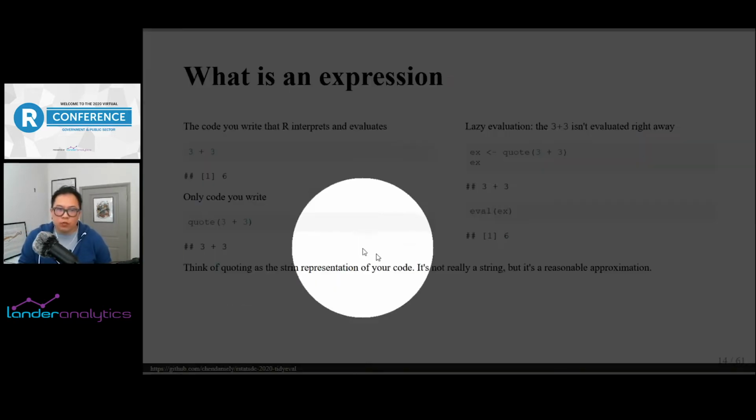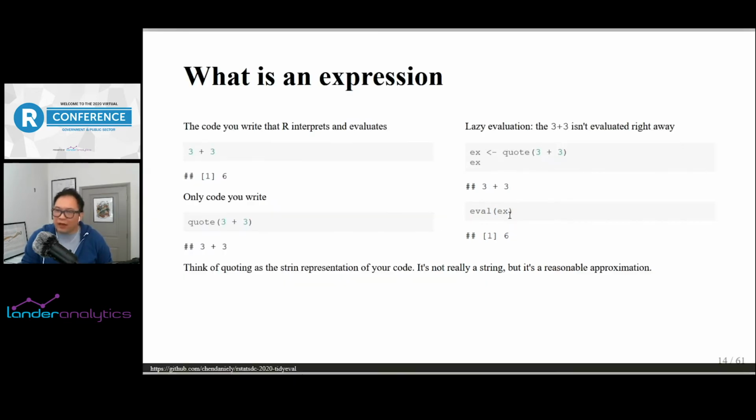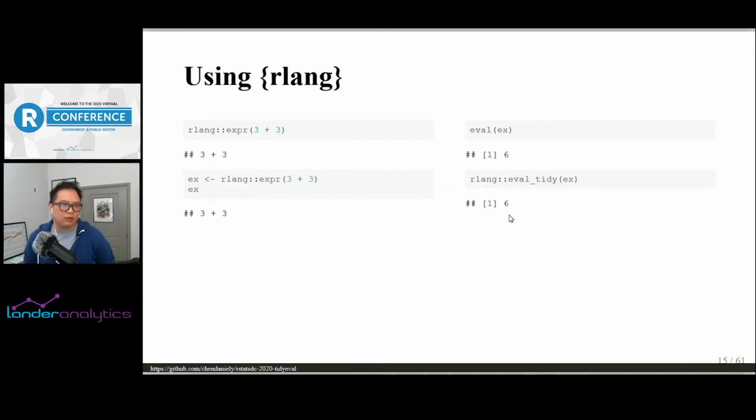And so we can save that to a variable, and then there's a base R function called eval, and that's sort of the premise of lazy evaluation, where we're taking an expression and evaluating it later. So you can think of an expression like the string representation of your code, but it's not really because it's its own object, but it's a pretty reasonable approximation when you're trying to think about this stuff.